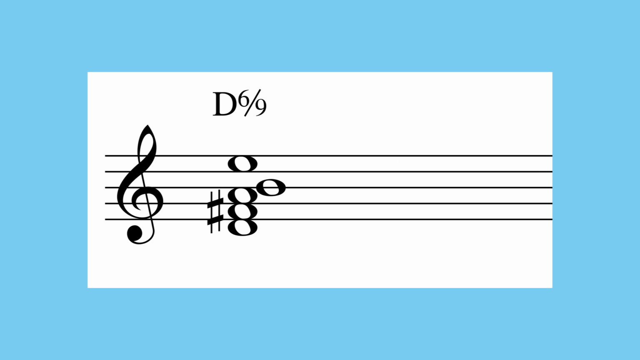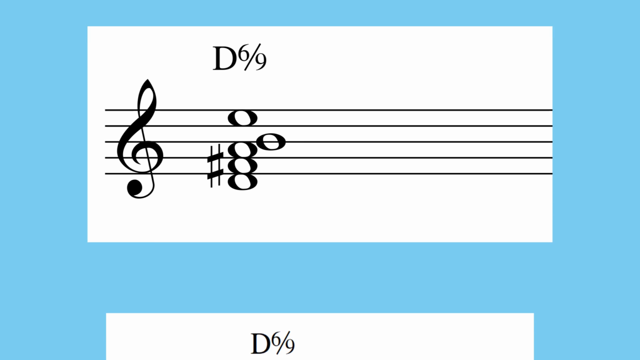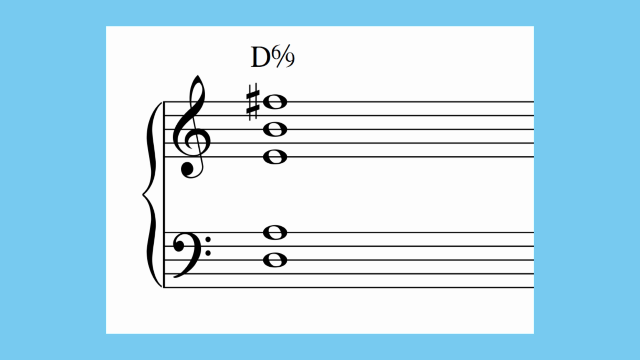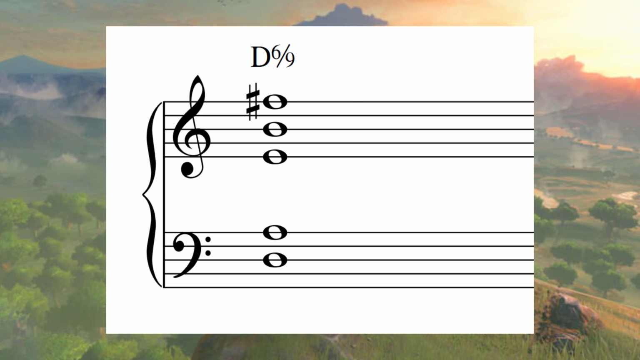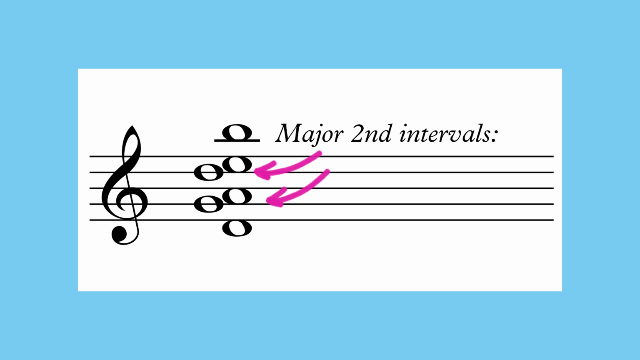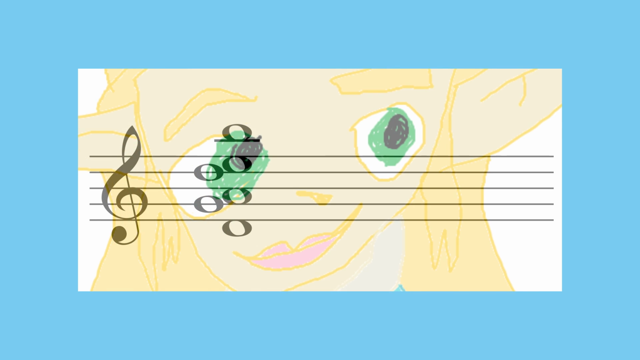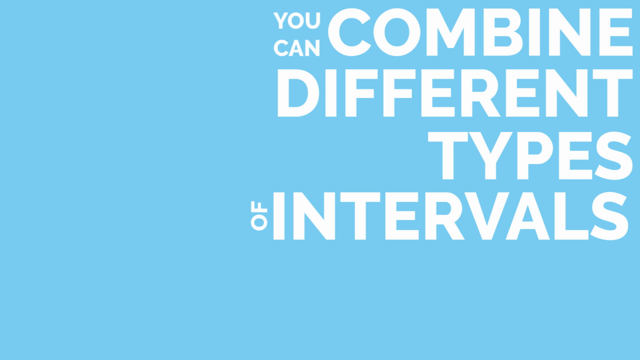A D6-9 chord is a D chord with the 6th and the 9th. Pretty, but what if you stack them in fifths? Sounds a lot more open and maybe a little bit curious. Throw in some major second intervals to fill it out a little bit and... open your eyes, Link! You can combine different types of intervals into one chord.